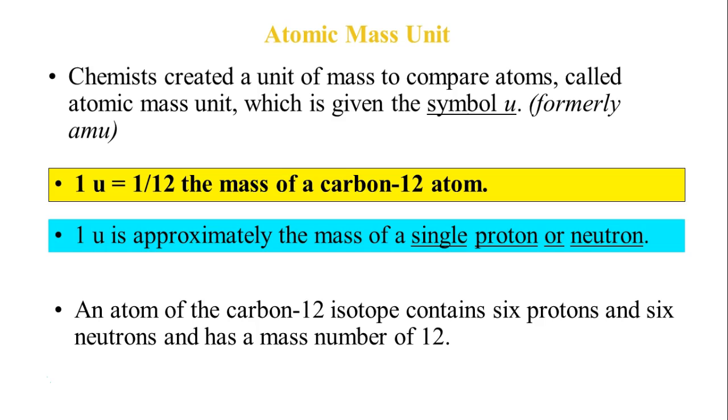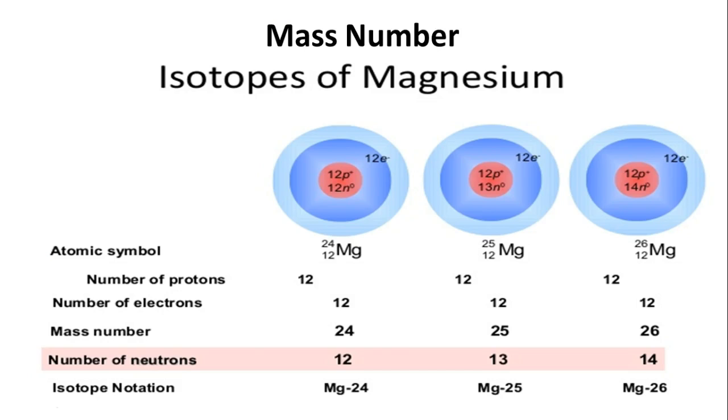So an atom of carbon-12 isotope contains 6 protons and 6 neutrons, so it has a mass number of 12. So that's really 12 U, essentially. Okay, so let's review mass number really quick. So before we said that the mass number is the number of protons plus neutrons, right?